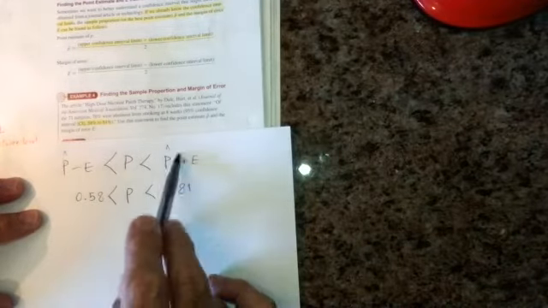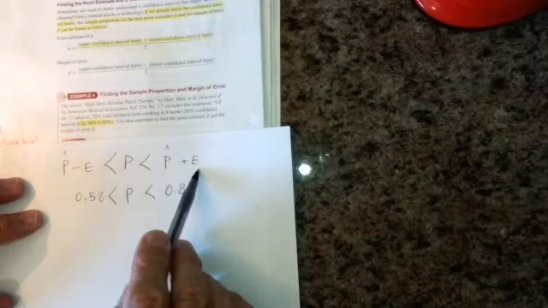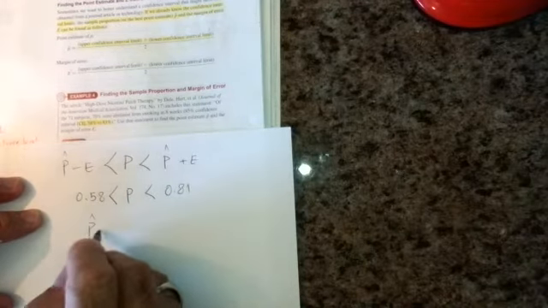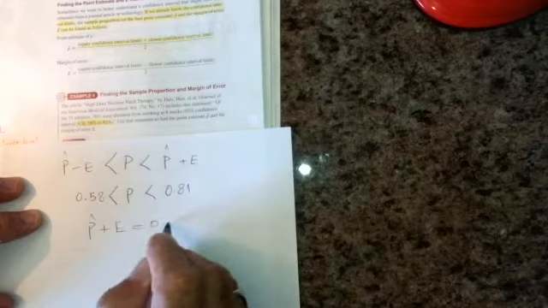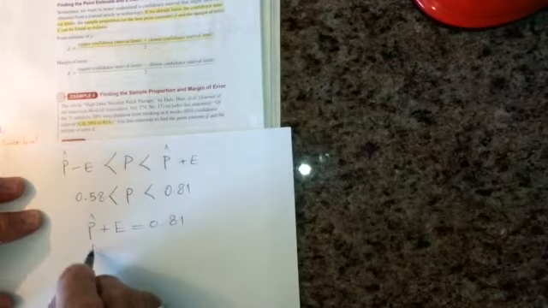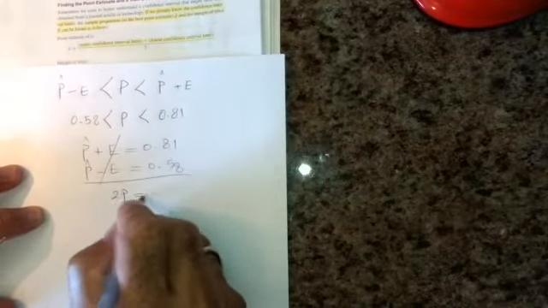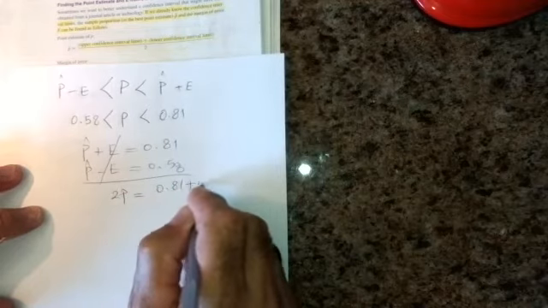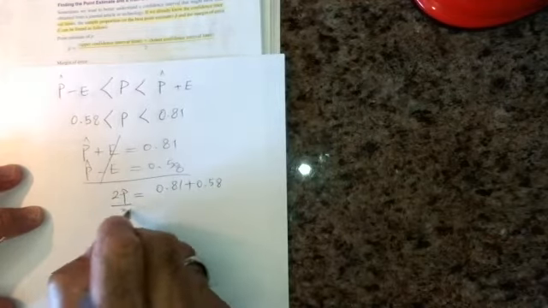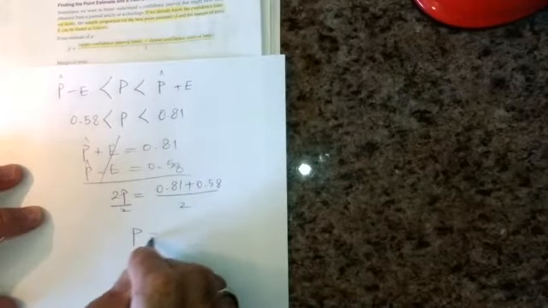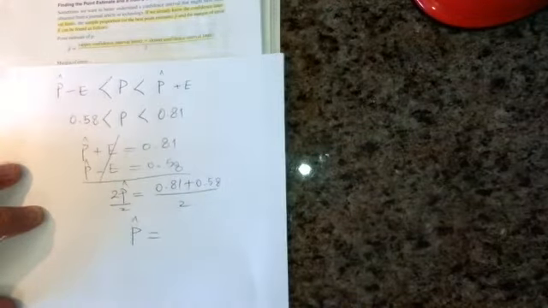They ask you to find p hat and e. So you understand that p hat plus e is 0.81 and p hat minus e is 0.58. Now this is two equations and two variables you need to solve. So the p hat will cancel, 2e is 0.81 plus 0.58. And when you divide it by 2, that gives you the p hat, which in this one they came up with 0.695.